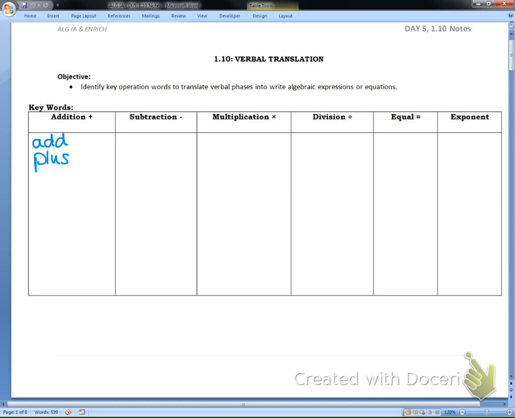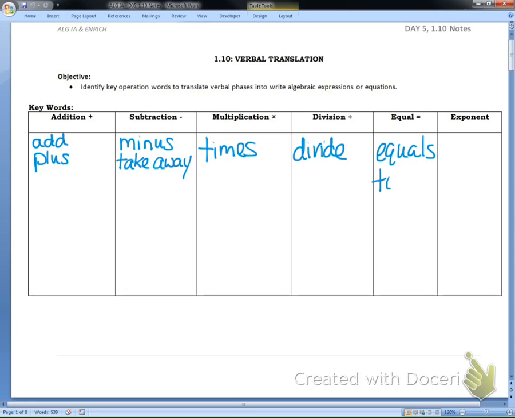Plus for addition. You've used that since elementary school. Minus for subtraction, or maybe take away. For multiplication, you see the word times. And of course, for division, we use the word divide. For the equal sign, you've seen the word equals, obviously, or maybe the word total.